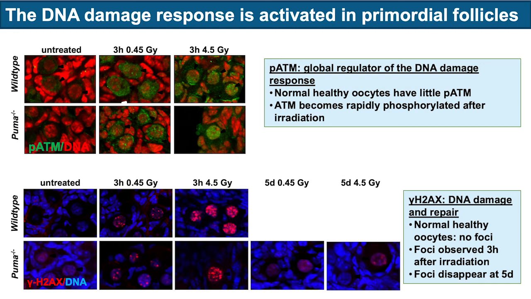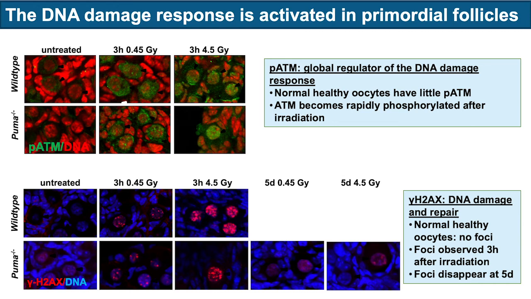And if we just look at the gamma H2AX, we can see that 3 hours after irradiation at a 0.45 gray dose, around 90 to almost 100% of the oocytes will actually express gamma H2AX foci, and these foci are resolved in approximately 50% of the oocytes at 24 hours, meaning that repair has been completed.